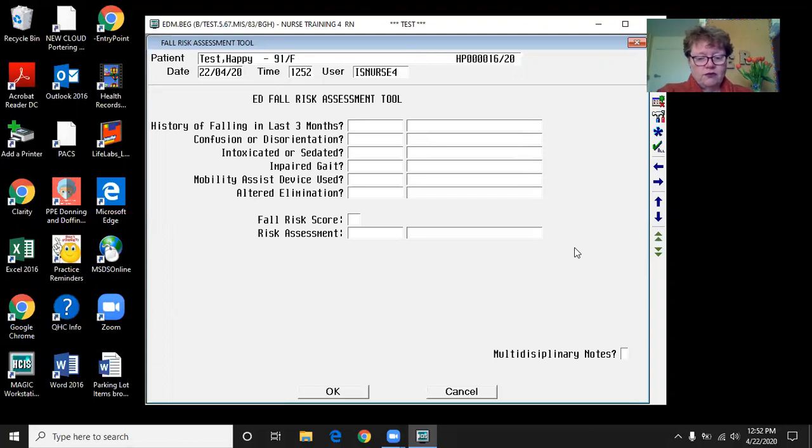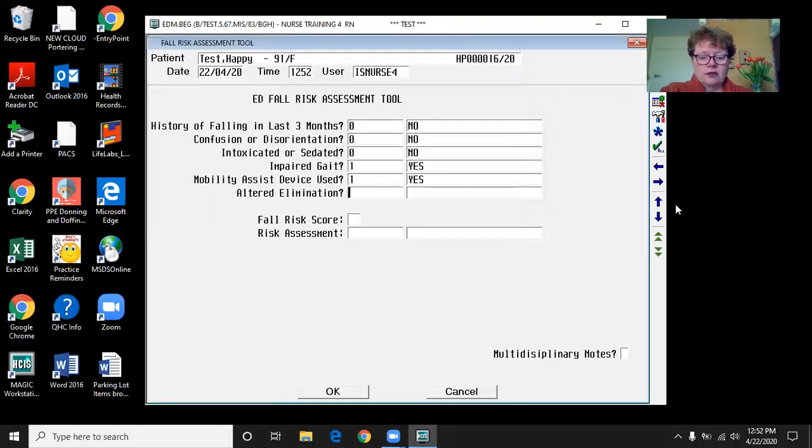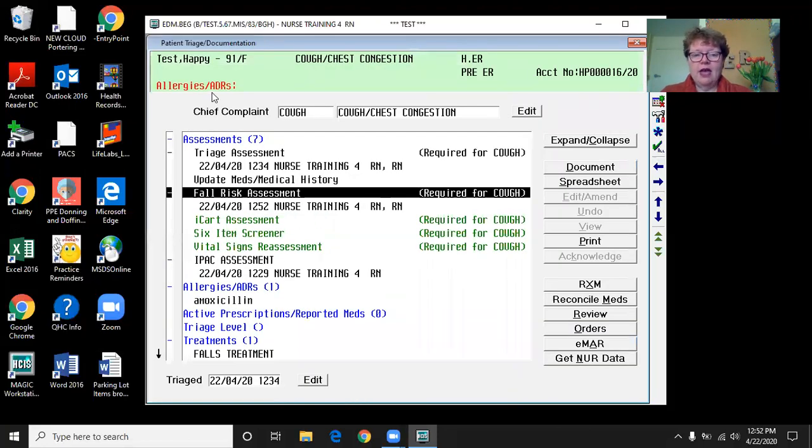So has this patient had a history of falling in the last 3 months? Our lady is a no. Confusion, I'm going to say no. Intoxicated or sedated, no. Impaired gait, I'm going to say yes. Does she use a device? Yes. And altered elimination, we'll say yes. That makes her a 3. 3 to 4 is a moderate risk for falls. I'll press OK. The other items that are here are recommended, and triage will not be doing those, but they would be recommended within the department. So for now, I'm going to exit out.